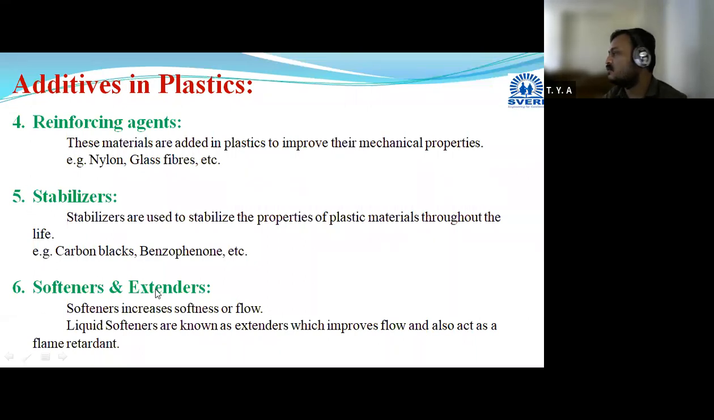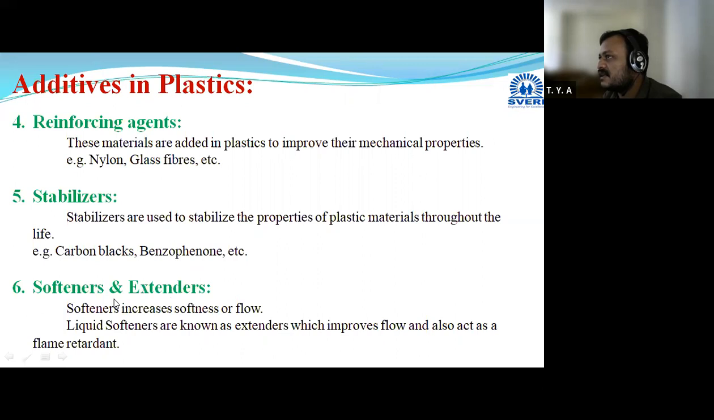Softeners are added to increase the flow characteristics, meaning the material will become soft. The softeners which are liquid in state are termed extenders. Their functioning is the same, just the name is different. These extenders are liquid in state, and what is their effect?